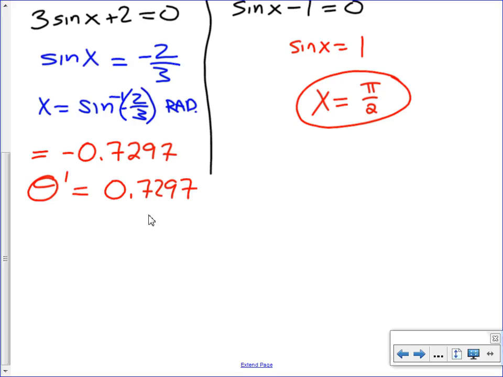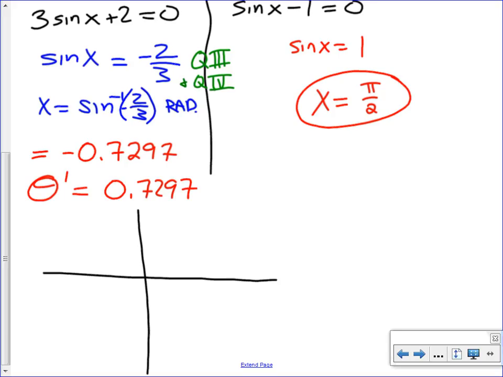Here's why you need a reference angle. We're doing the inverse of sine, and sine x is negative. So if sine is negative, what quadrants are my answers in? 4 and 3. So I have to find my answers in quadrant 3 and quadrant 4. Here's how you use the reference angle. Draw yourself a big map like this.